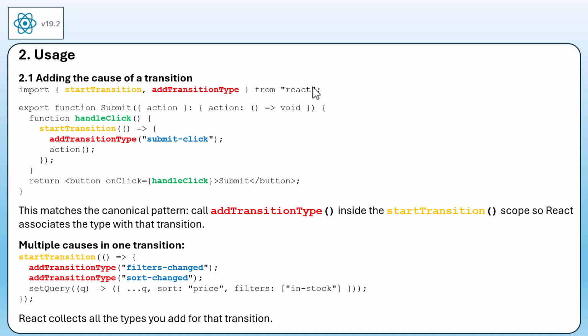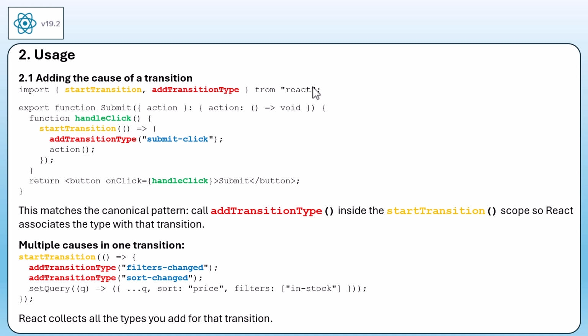2.1 Adding the cause of a transition. To specify the cause of a transition, you call addTransitionType inside the scope of a transition started with startTransition. This way, React understands that the transition is associated with a particular cause. For example, if a user clicks a button that triggers a visual change, adding a type such as submitClick allows you to identify that the resulting animation or interface update is tied to that particular action.